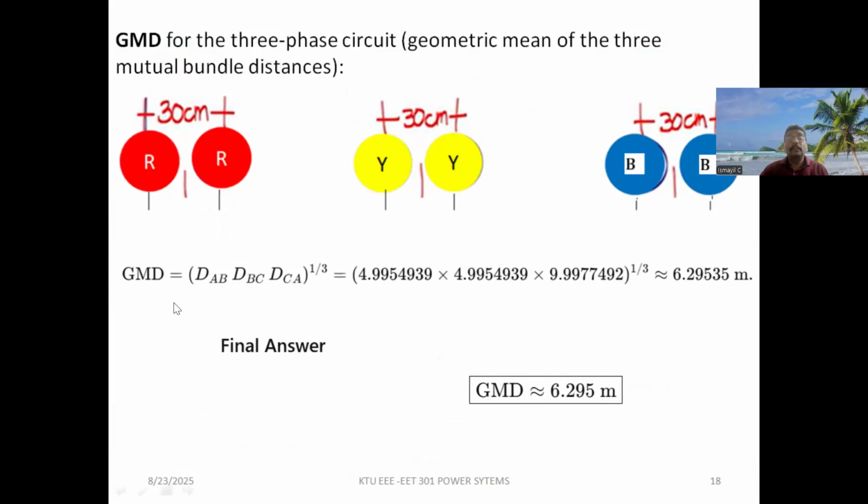So what will be the GMD now? It is the cubic root of these distances. What are the distances we calculated earlier? These are the distances. If you do this, you are getting 6.29535 meter.